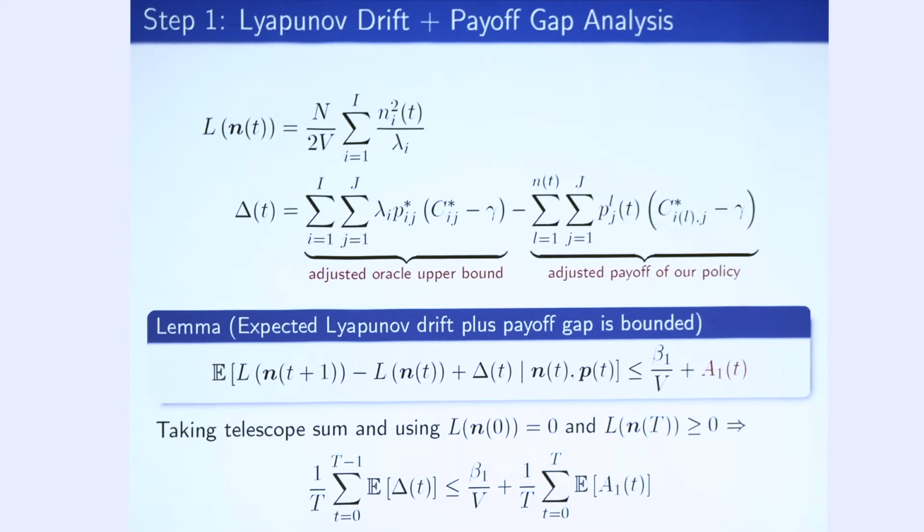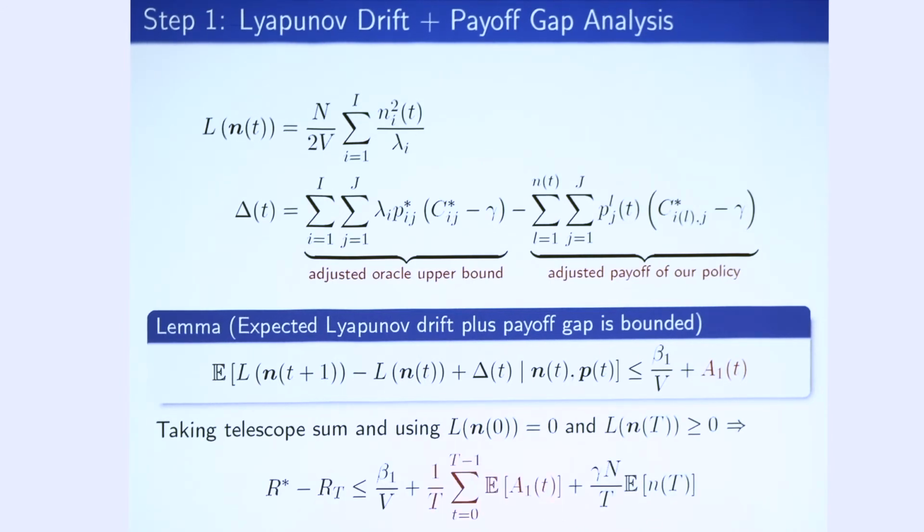And using the property that the Lyapunov function is 0 at the beginning and is non-negative always, to conclude to get an upper bound on the payoff gap. Okay, and now the final thing that you need to do is that this delta t is not exactly the payoff gap because of the adjustment by gamma, but that's easy to deal with. That will give you an additional term due to the backlogged clients in the system. And then since we already have a bound on the expected value of backlogged clients, we can plug that in and then get the final payoff gap.